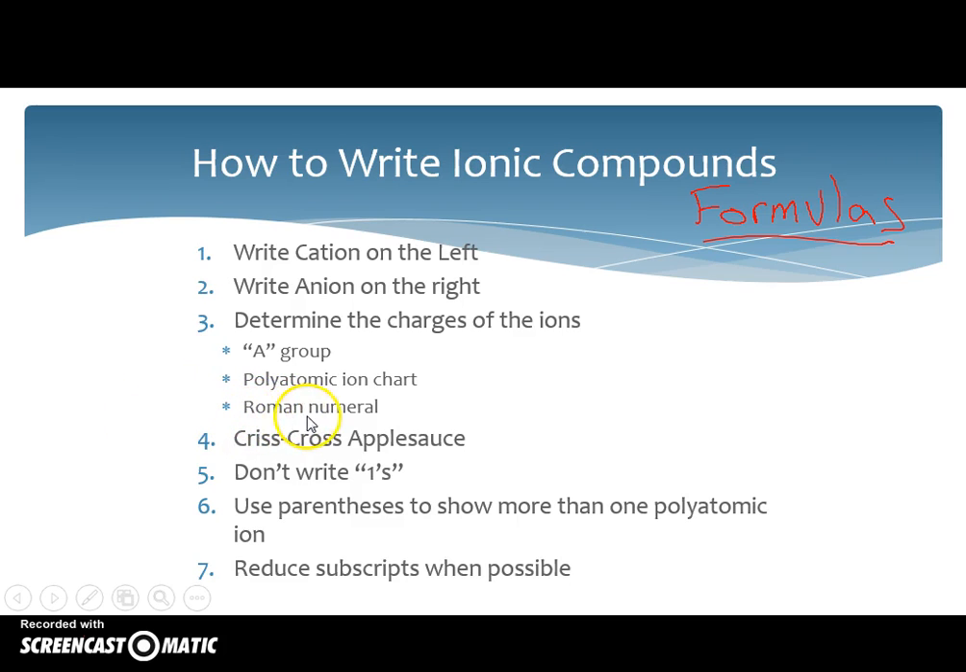I guess about Roman numerals, if you see Roman numerals, say thank you, and then use it to write your charge of the positive. Do your crisscrosses then for your charges. Again, be a lazy chemist, don't write one. Use parentheses if you need multiple polyatomic ions, and then reduce your subscripts if you need to. That's really the steps you're going through every single time, for all compounds actually.